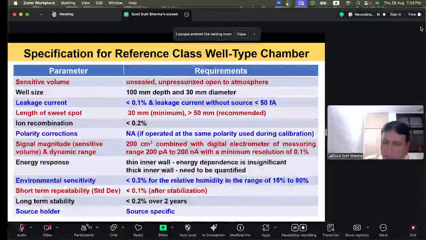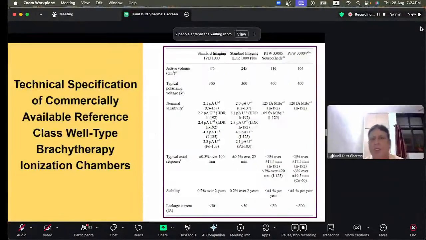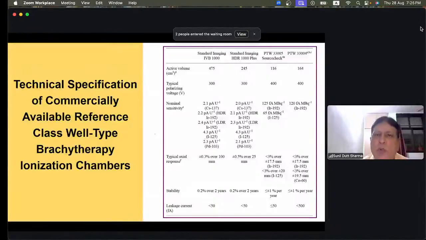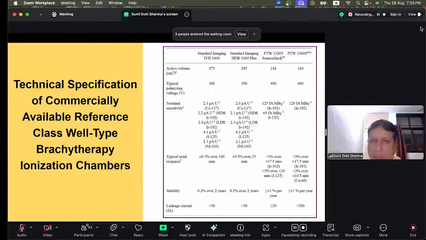Now you can see from the example, this is also given in the TRS 492. We are having a bell type ionization chamber from Standard Imaging, that is one for intravascular brachytherapy, that is called IVB 1000.